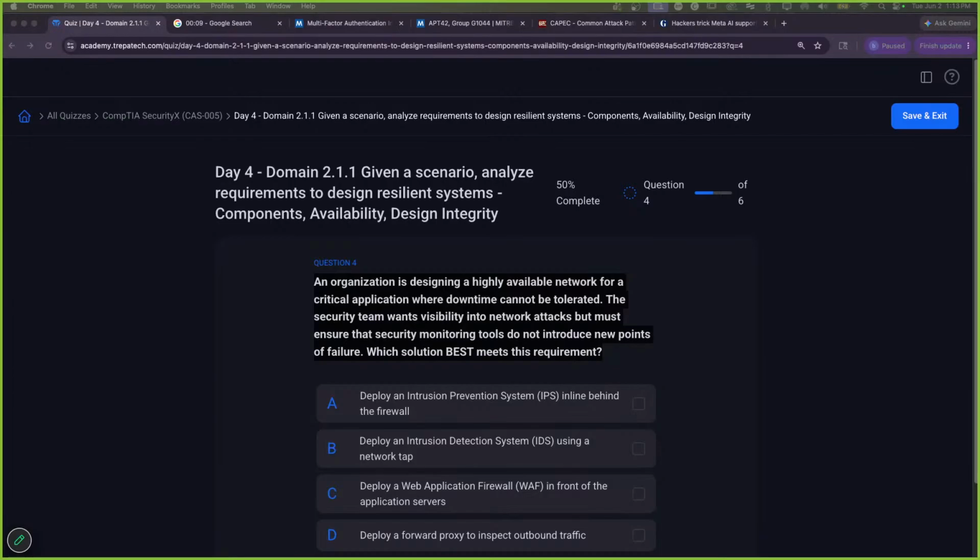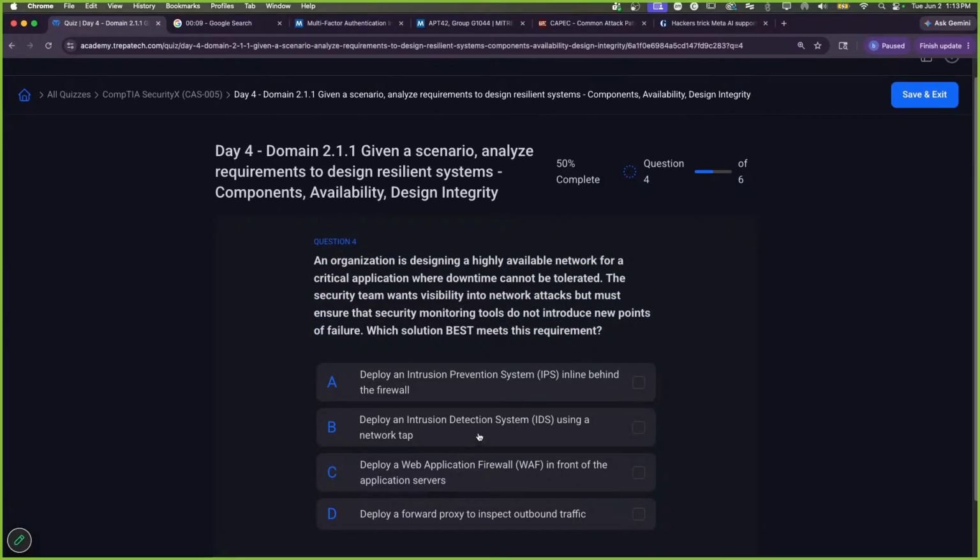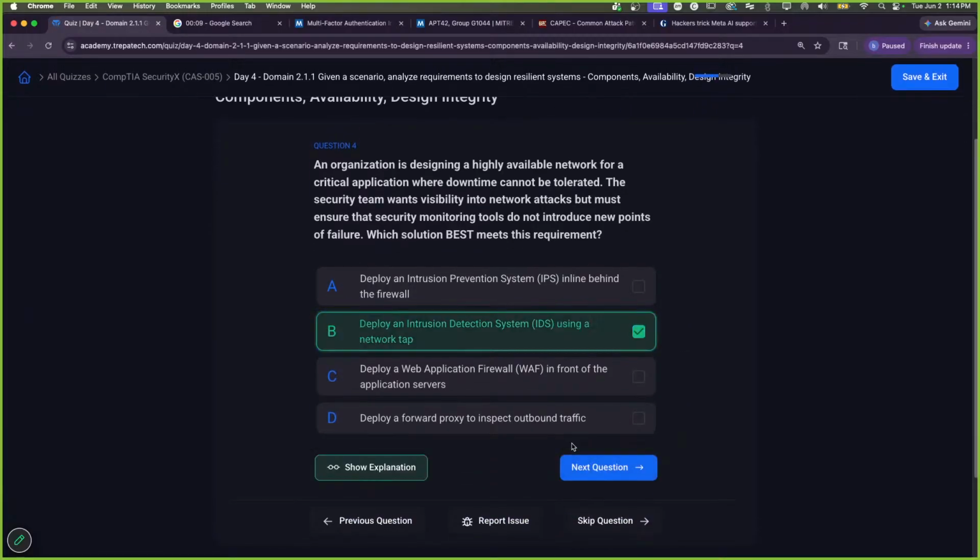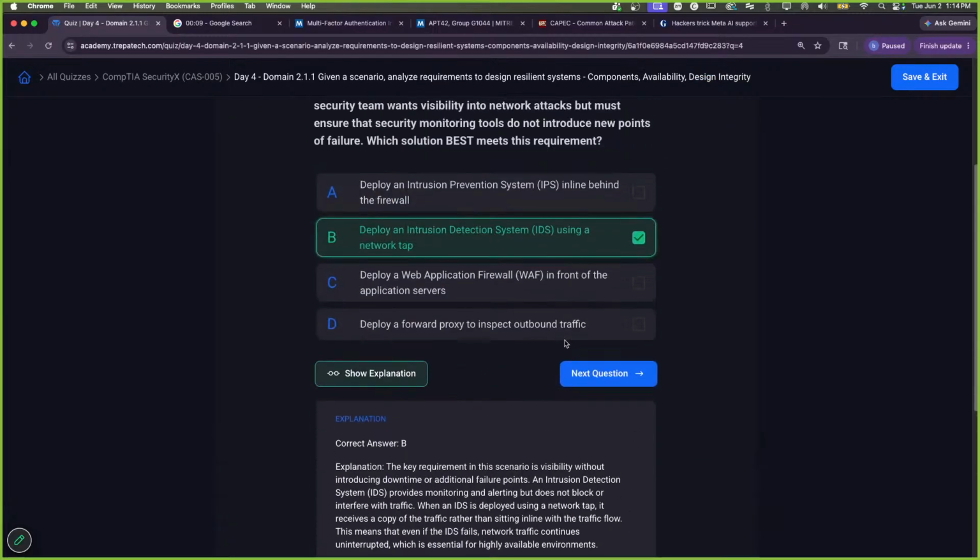Okay, so we don't want downtime, but we want more visibility, but we don't want any points of failure. So we don't want anything intrusive, essentially, anything that can be exploited or potentially block our traffic. So I'm going to get rid of IPS. It doesn't say web application, so it's not going to be a WAF. And we're just worried about visibility. A forward proxy could help us do that as well. But an IDS is purpose-built for that, right? So I'm going to go with B. Yep, deploy and introduce a detection system using a network tap.